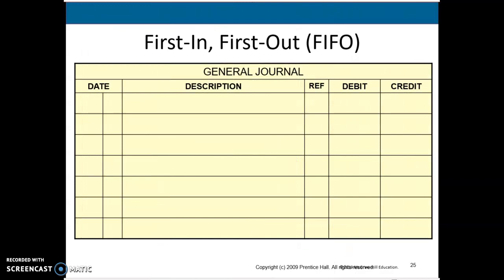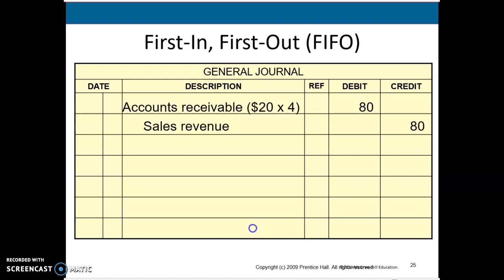Okay, so what does our entry look like? Well, we've seen the entry before. This is just how we got the numbers. So we have sales. This is where that $20 per shirt comes in. What do we sell it to our customers for? Remember, the amount we sell it to our customers for is higher than what we bought it for. That's how we make a profit. So we have $20 per shirt times 4 shirts that were sold. Our sales revenue is $80.